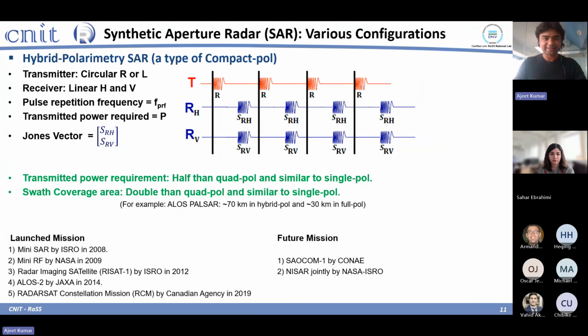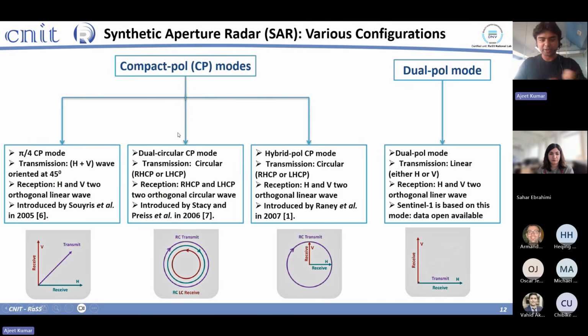Now, this slide gives the example of the hybrid polarimetry condition, where we are transmitting a right-hand circularly polarized wave and receiving H and V. But there are many possibilities where you transmit one polarization and receive the orthogonal polarization. For example, I've listed all of them here, which have been discussed theoretically, and some of them have been practically implemented.